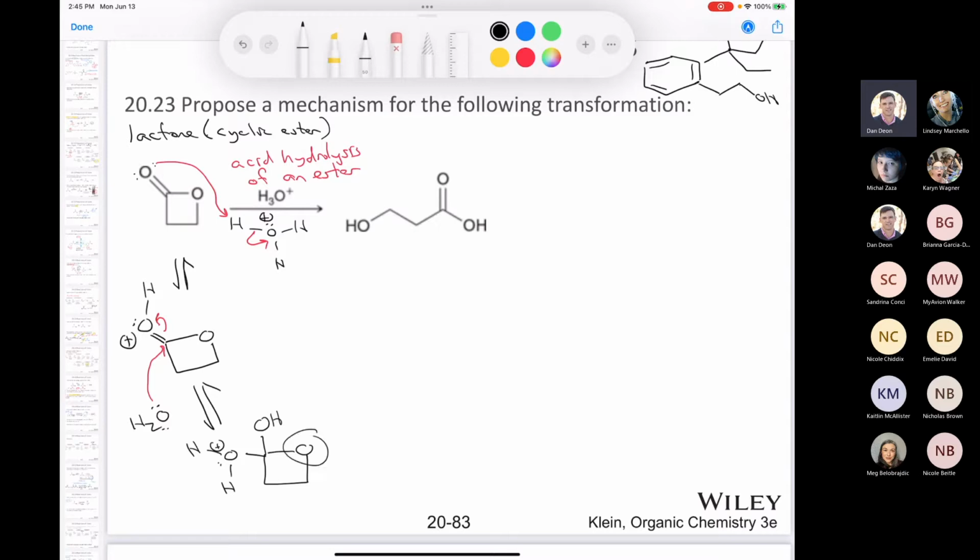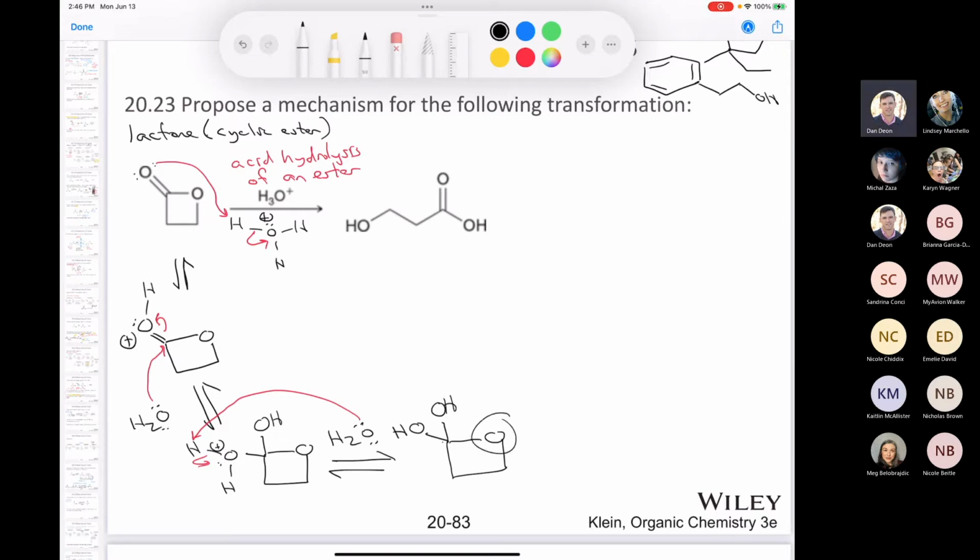Well, we have to end up losing this part over here to break the ring open. So we can't do that until we remove a proton from our oxonium. So another molecule of water is going to rip off that proton like so. So then we end up with this intermediate. Looks like this. So we have our hydroxyl here and a hydroxyl here.